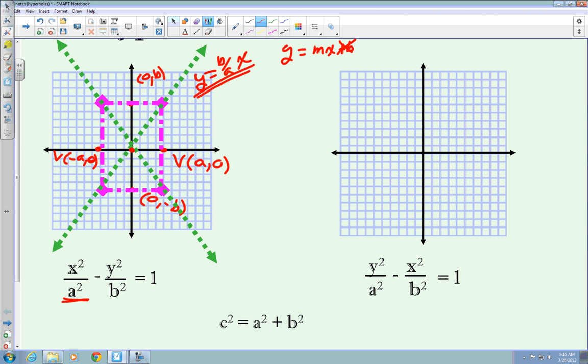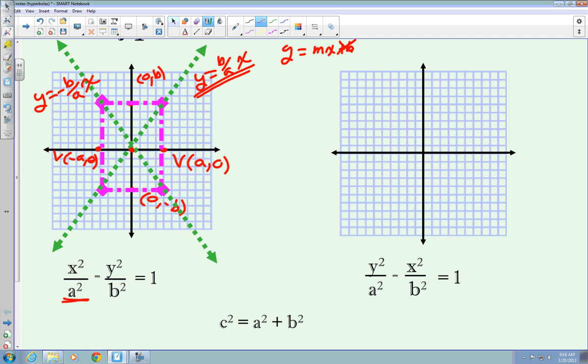Okay. So now if I look at the other one, I'm going to go up b and to the left a. So it's going to be the same thing, only negative. y equals negative b over a x. So in this one, and it's a really good question, Callie, because it's one of the big confusing points. With an ellipse, the vertices, the a's are always with the first variable.